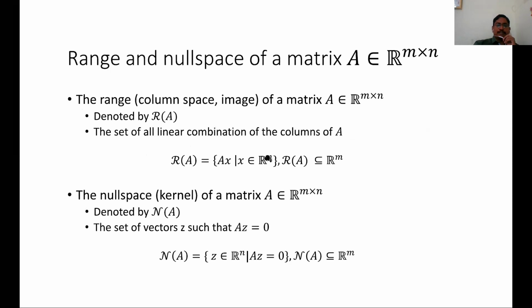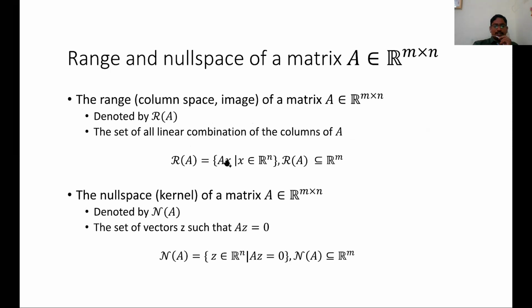Then range space and null space. Range space we can find by using MATLAB, and null space also we can find by using MATLAB. So what do you mean by range space? Range space is nothing but the column space or image of that matrix. It is just the set of all linear combinations of columns of A. You need to find linear combinations of columns of A.